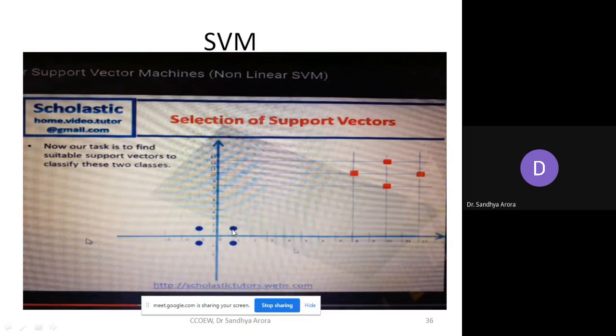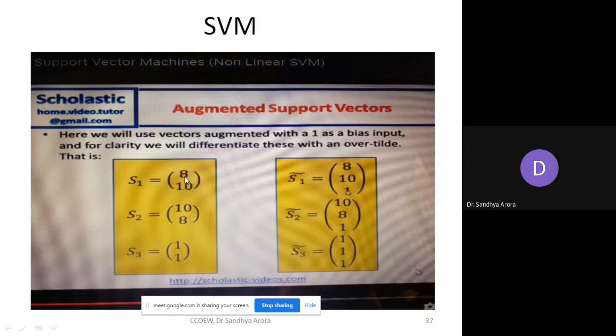Maybe these 3 vectors you can take as the support vectors, and you can solve this problem as we solved in the first case, using these support vectors. Remember, this is 1 point, this is your 8-10 point, this is your 10-8 point. So the 8-10, 10-8 and 1 points will be your support vectors. Apply the same concept and find the equation of the plane.